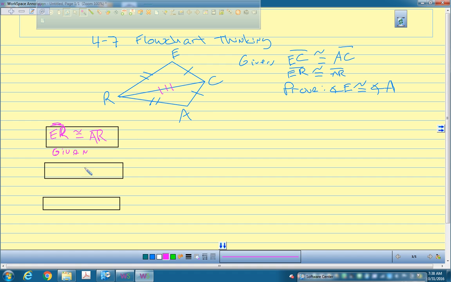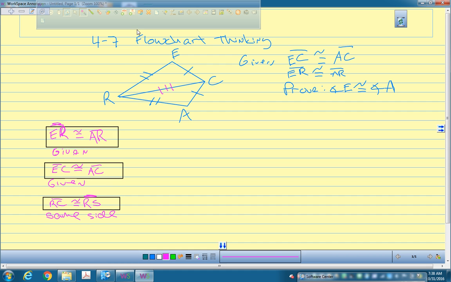You're also given that EC is congruent to AC, and that's given to you as well, right? And then Ryan said they shared a side. What side is that? RC. So down here you do have to say this. You have to say RC is congruent to RC, right? And that is shared side or same side. Back in the olden days, they'd call this reflexive property.